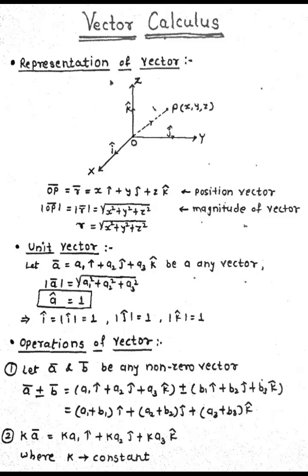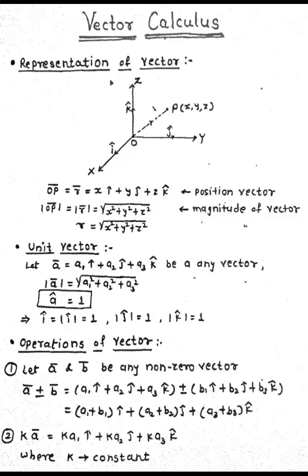To understand the vector, you must understand a 3D coordinate system. Look at the figure, there are three axes, x-axis, y-axis and z-axis, mutually perpendicular to each other. And consider any point, denoted here as P. P is any point in space and it is defined by x coordinate, y coordinate and z coordinate.